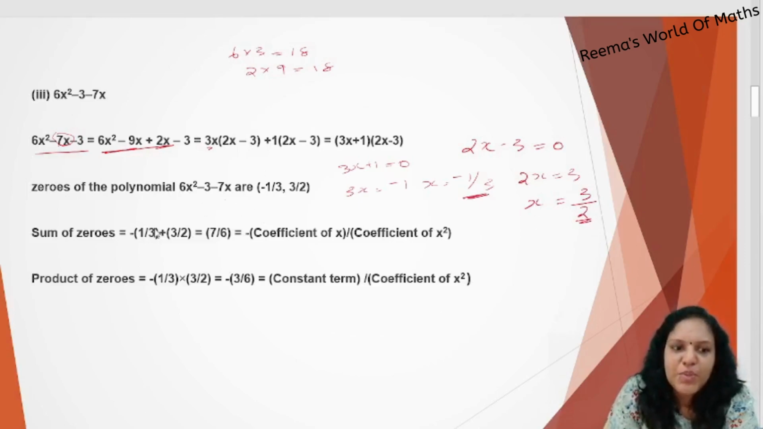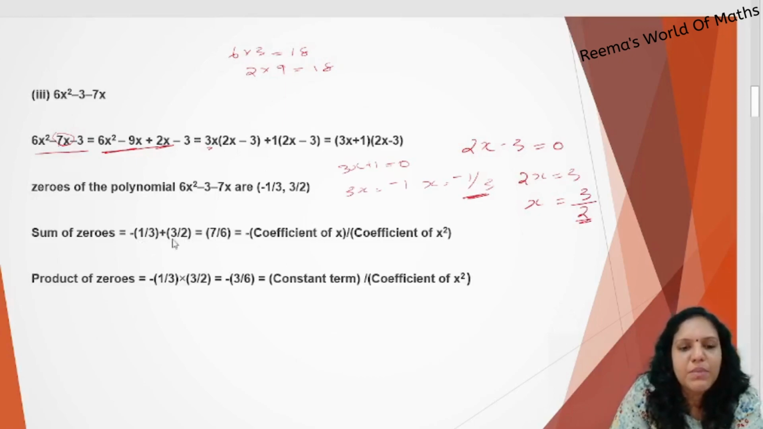So let's verify the relationship. The sum of zeros, which is minus 1 by 3 plus 3 by 2, will give you 7 by 6, taking the LCM. And it should equal minus the coefficient of x divided by the coefficient of x squared. The coefficient of x is minus 7, and we need to take minus the coefficient of x, so minus into minus 7 divided by the coefficient of x squared, which is 6. So that will give you 7 by 6, which is equal to the sum of the zeros, 7 by 6.